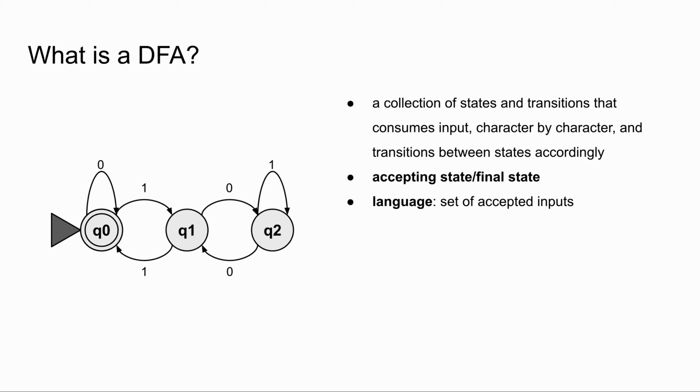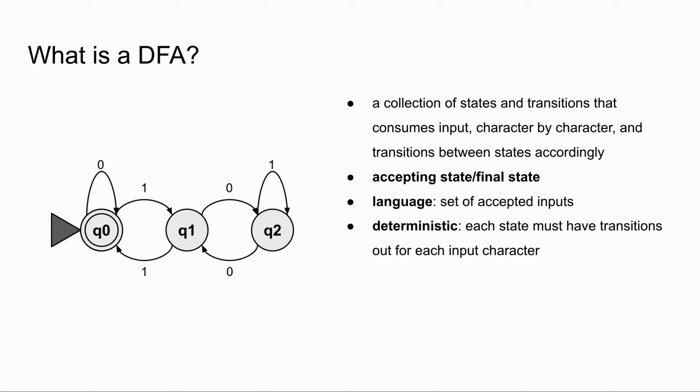There are two more important properties of a DFA. We recall that DFA stands for Deterministic Finite Automaton. This means that each state must have transitions out for each input character. For example, you can see that in our DFA on the left, each state has an outgoing arrow for both 0 and 1. This also means that DFAs have a finite number of states and transitions.